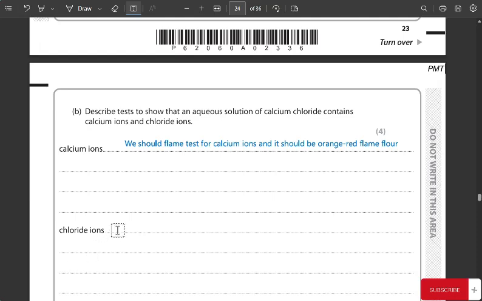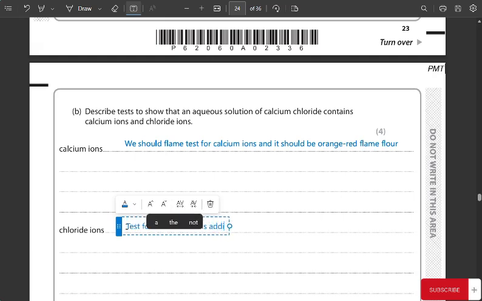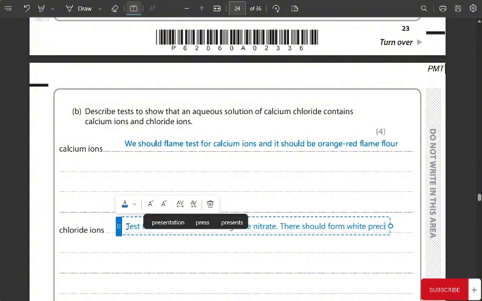And the test for chloride ions is adding silver nitrate. There should form a white precipitate.